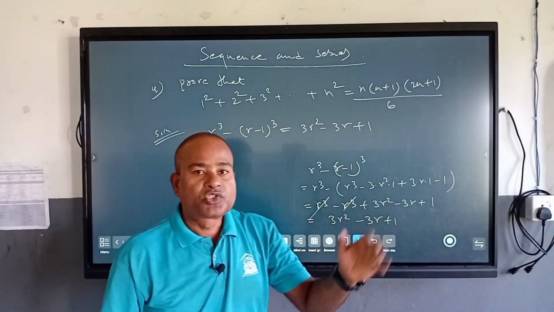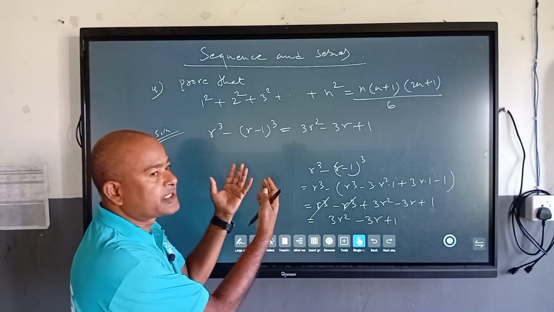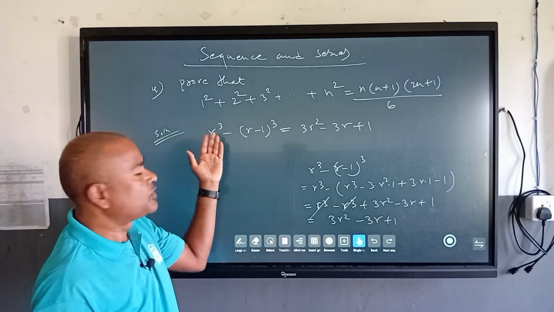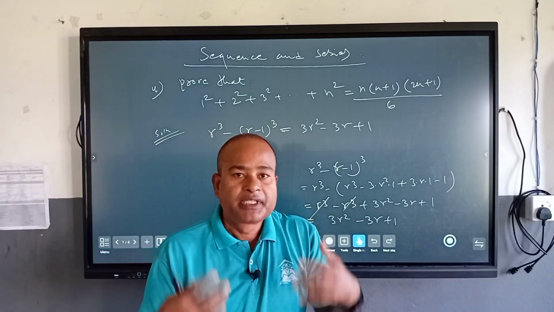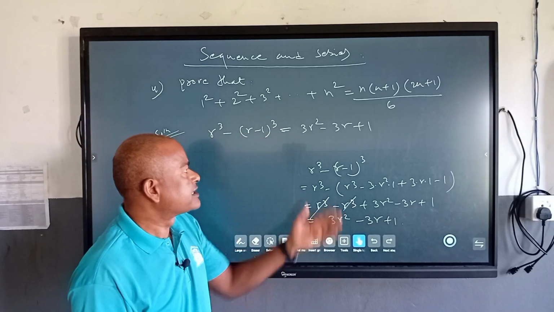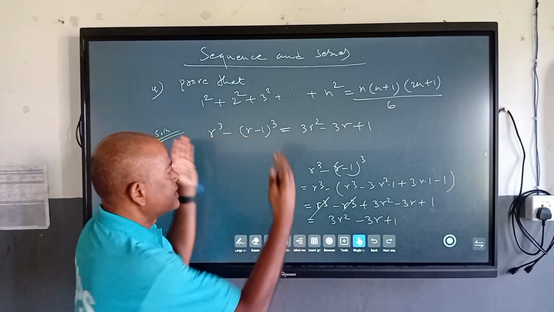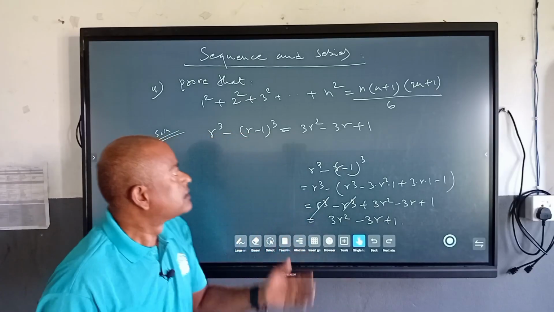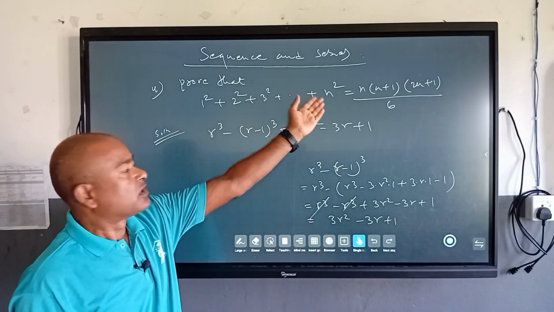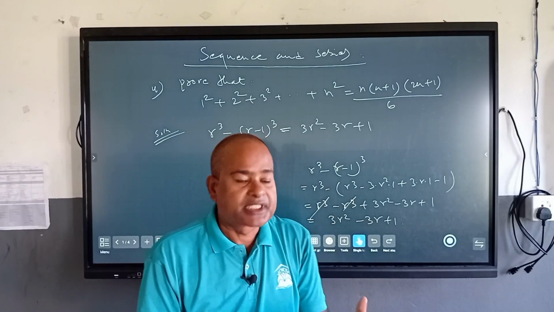Dear students, to prove this formula, we have to take an algebraic expression which is r cube minus r minus 1 whole cube is equal to 3r square minus 3r plus 1. Dear students, this algebraic expression will help us to make the series of the square of natural numbers.